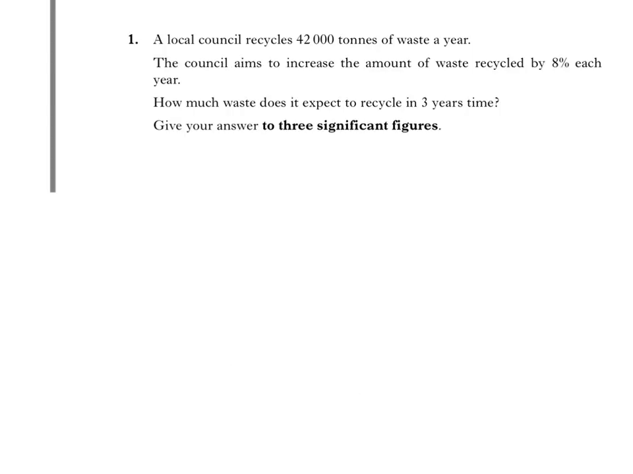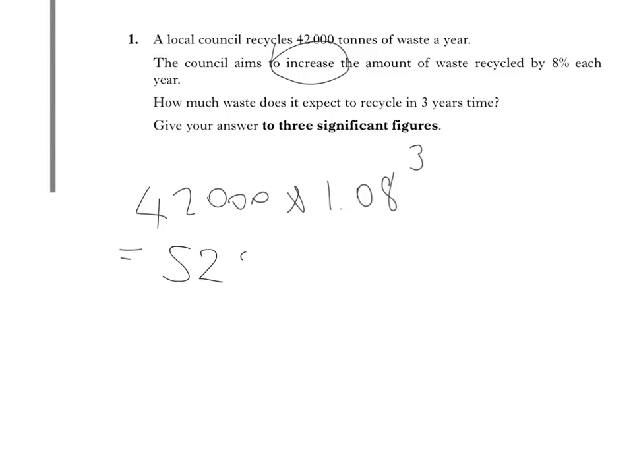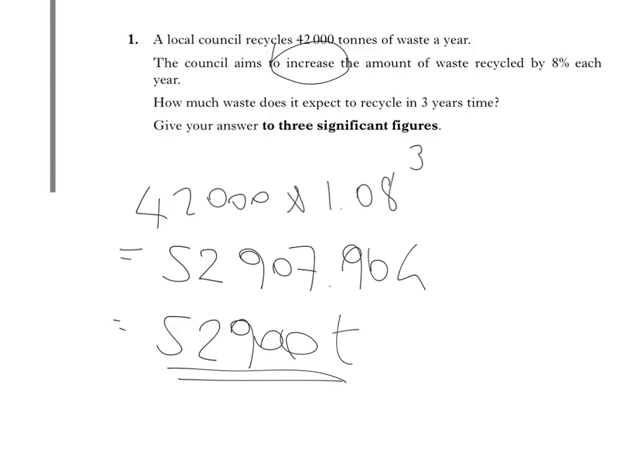Section 30, example 6. A local council recycles 42,000 tonnes of waste a year. The council aims to increase the amount of waste recycled by 8% each year. How much waste is it expected to recycle in 3 years' time? In 3 significant figures at the end. So this time 42,000 multiplied by, it's an increase of 8%, so up to 108%, 1.08 in the calculator, over a period of 3 years. So the calculator gives me 52,907.904 tonnes. To 3 significant figures, that's 52,900. That's the final answer.